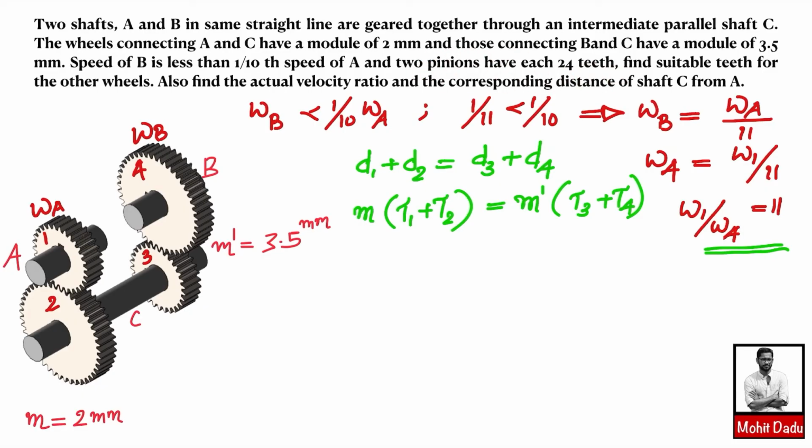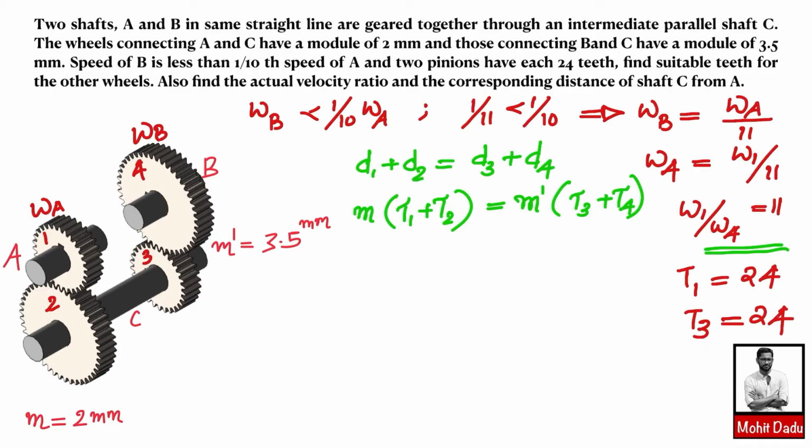Here pinions means the smallest gears. The gear coming on this shaft A is a pinion, and the gear 3 coming on the parallel shaft C is also a pinion. So now we have the information that the number of teeth on 1 is 24, and the number of teeth on 3 is also 24.